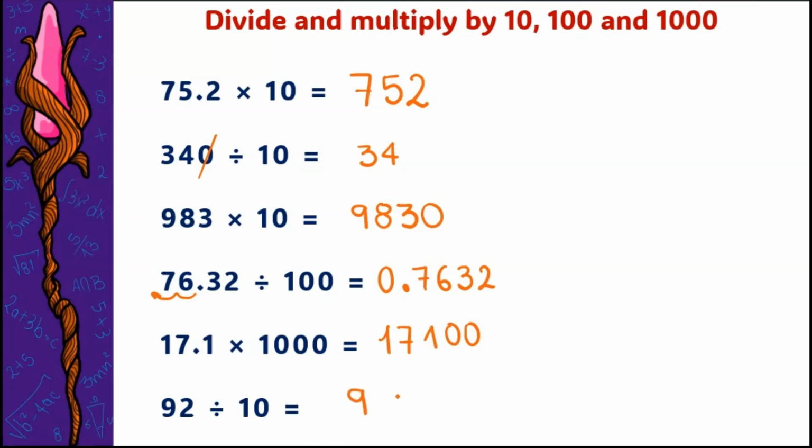And finally, 92 divided by 10. There's no zeros to take away, but we have the point that is virtually here at the end, so we move it to the left.